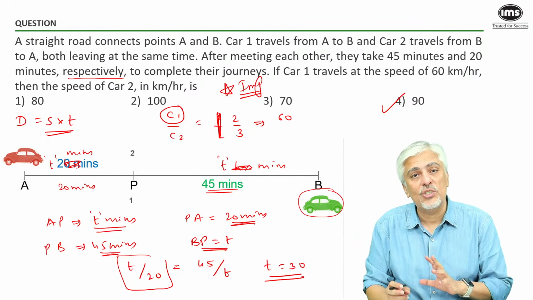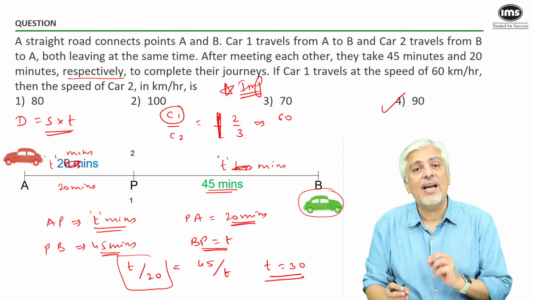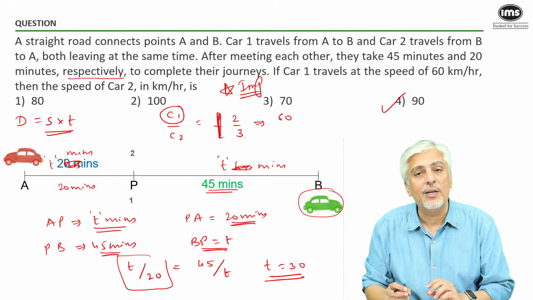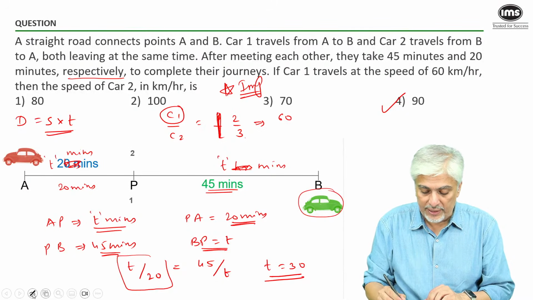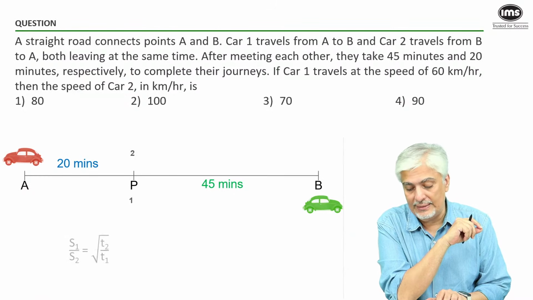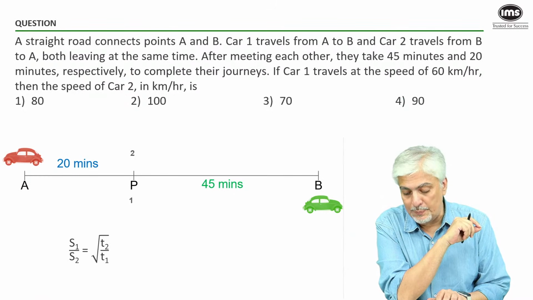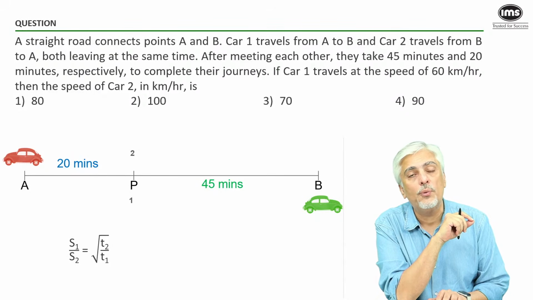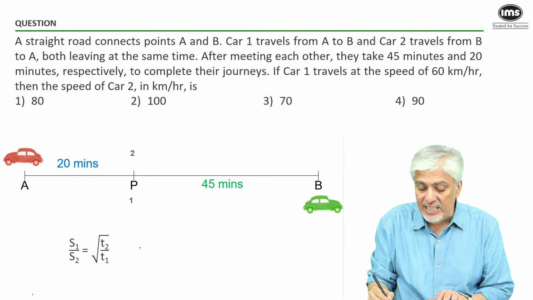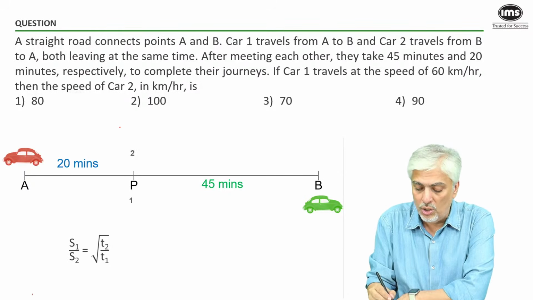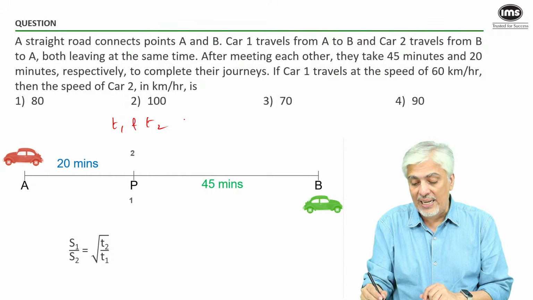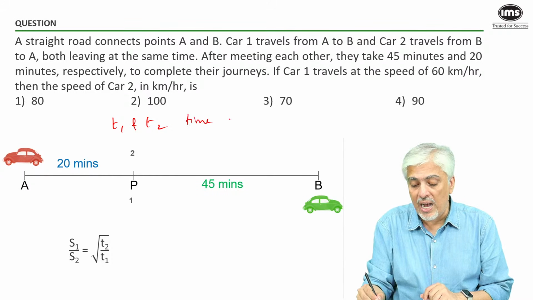There is a formula for this question. Initial assumption was that I did not know the formula. But you should know the formula. What is it with the formula? Let's have a look at it. With the formula, the concept is speed 1 upon speed 2 is root of T2 upon T1, where T1 and T2 are the times after meeting.